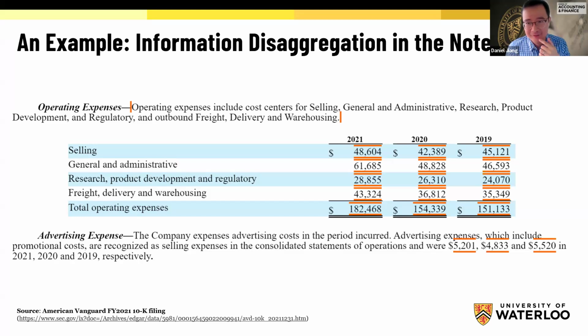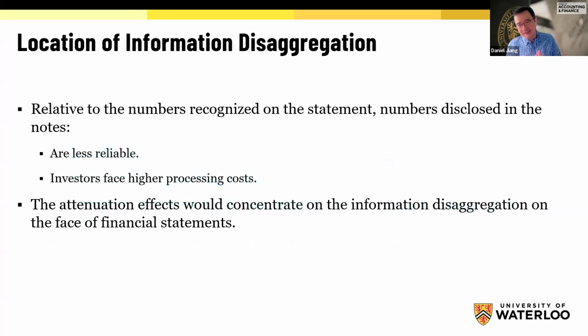So for this, again, just continuing our examples, American Vanguard actually provides more details, or more granular information, in particular about operating expenses, in the note to the income statement instead of providing it on the face of the income statement. Prior studies have shown that investors usually view accounting numbers differently depending on where the investors can see those numbers.